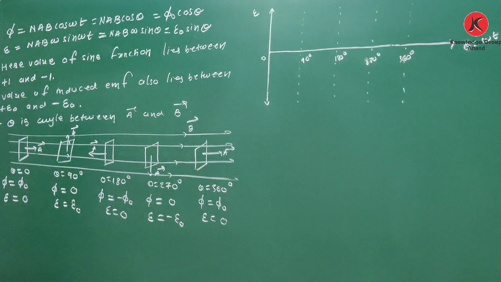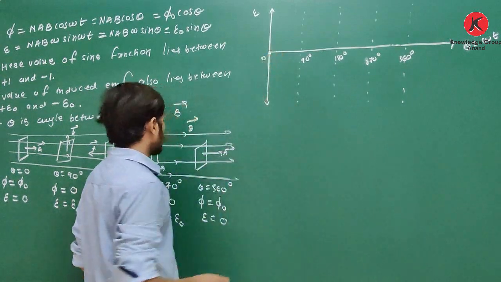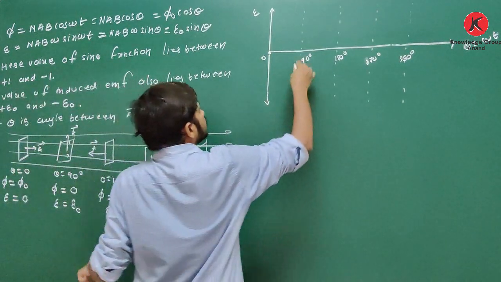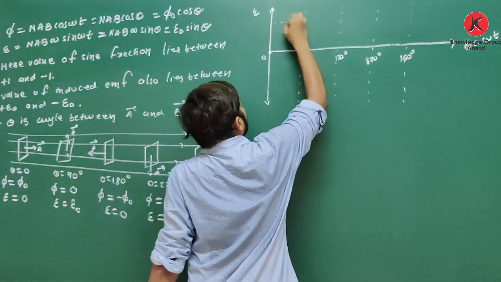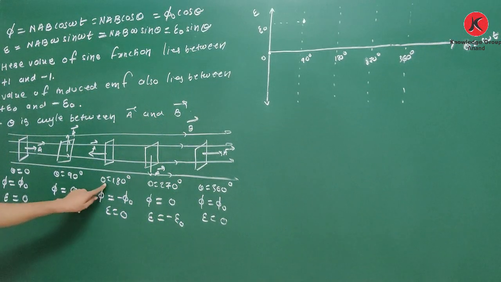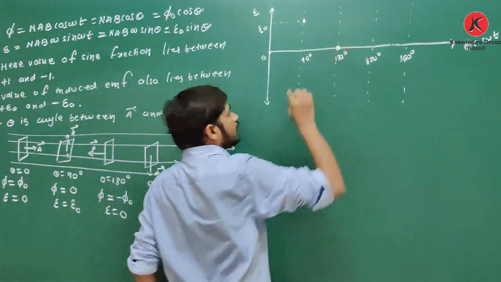Now how to draw the graph? When angle theta is equal to 0, EMF is 0. So yes, it is a point. When angle theta is equal to 90, EMF is E0, which means it is positive. So let here it be E0. When angle theta is equal to 180, EMF is again 0.